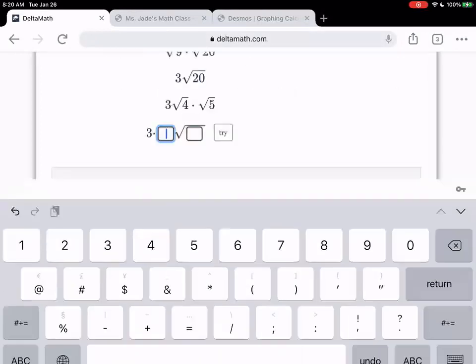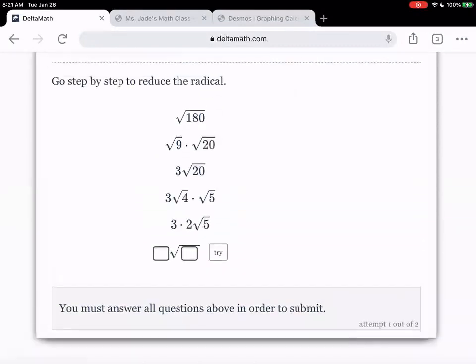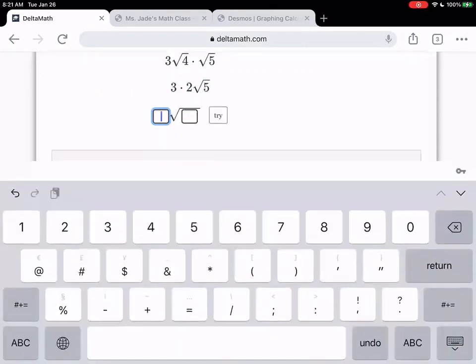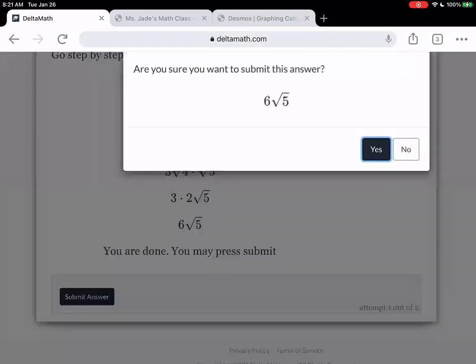It's just that now we need to get rid of the radical in the 4. So square root of 4 is 2. Square root of 5 is just square root of 5. It stays in the radical. So we have 3 times 2 times square root of 5. And then finally, we just need to simplify what is 3 times 2. So those two regular numbers outside of the radical, we just need to multiply them. 3 times 2 is 6. And the 5 stays in the radical. Try. You are done. You may press submit. Submit. Yes.